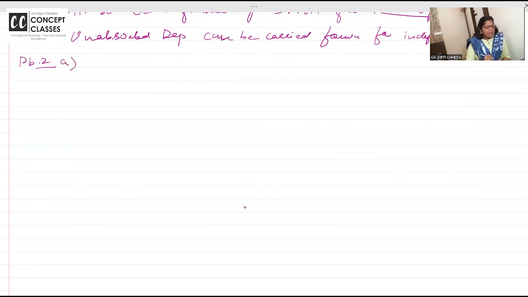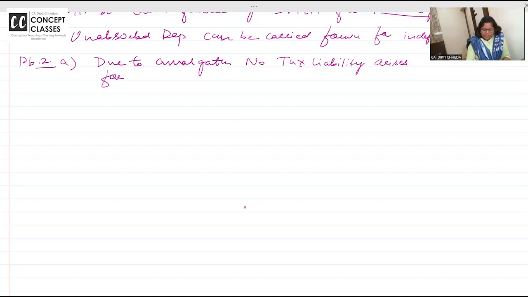In that A bit, does the transaction of amalgamation attract income tax liability for Ram and Shyam? No. Due to amalgamation, no tax liability arises for Shyam or Ram. राम लिमिटेड और श्याम लिमिटेड को कुछ भी पे करने की जरूरत नहीं.